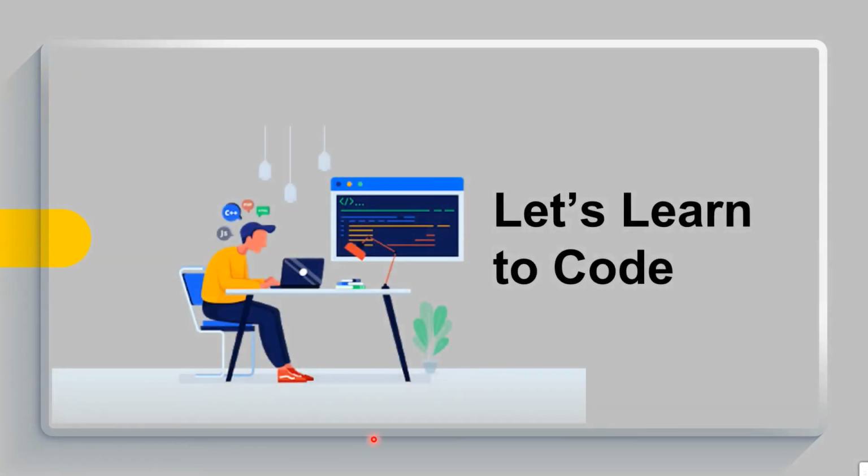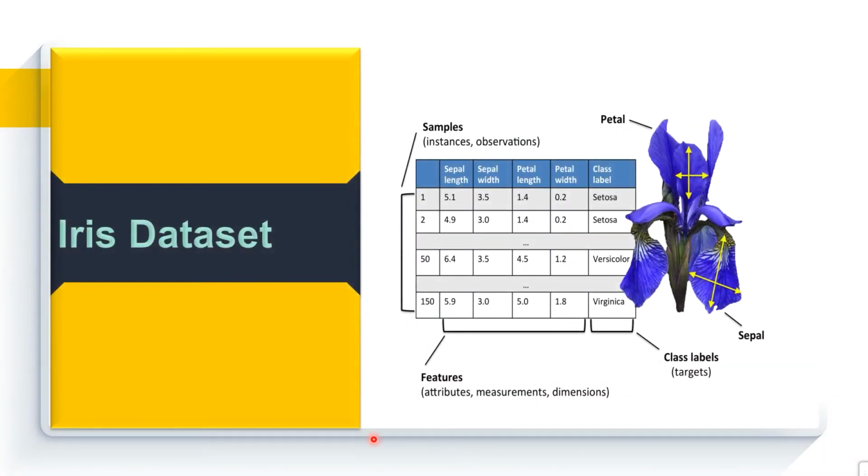So for the practical implementation of the hands-on part, I'll be using the iris dataset. This dataset consists of 150 observations. We have 4 features and 1 class label. The 4 features include the sepal length, sepal width, petal length and the petal width, whereas the class label decides which flower belongs to which category. So this was the description of the dataset which we are using.